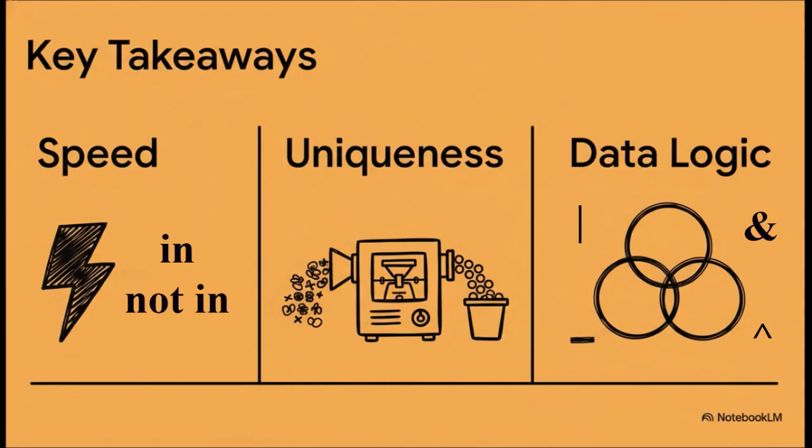First off, speed. They are ridiculously fast. Checking if an item is in a set is way, way faster than searching through a long list. Second, uniqueness. It's the cleanest, simplest, most Pythonic way to deduplicate any list or sequence. Just turn it into a set. Done. And finally, data logic. All those operations we just saw, they are perfect for real-world problems, like finding users who are in Group A but not in Group B. It's a game changer for data comparison.